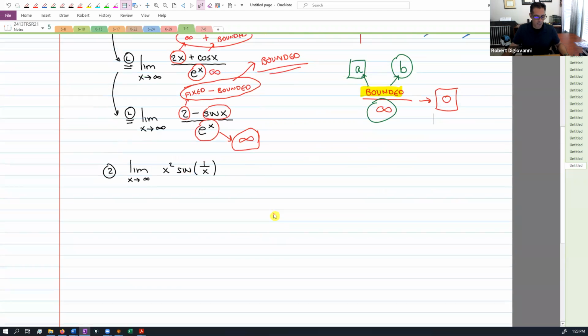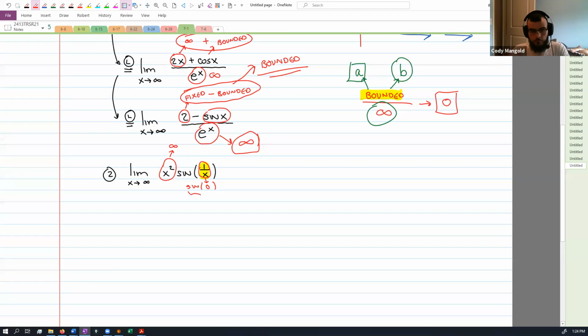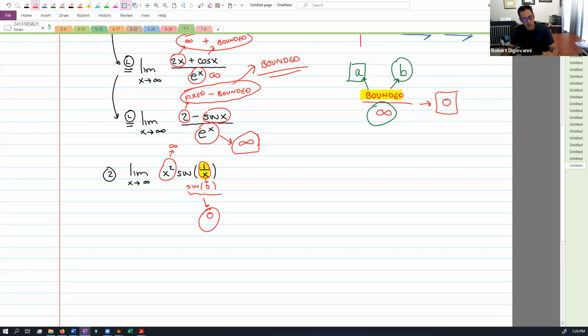Now the second one, we have something that's going to infinity, times sine of 1 over x. So first you have to figure out what's happening to 1 over x when x goes to infinity. That's 1 over infinity, which heads to 0. So this thing is headed to 0. And what is sine of 0? 0. Okay, so that thing is headed to 0. And remember, we're not saying that it's ever equal to 0, right? We're saying that it's headed to 0.